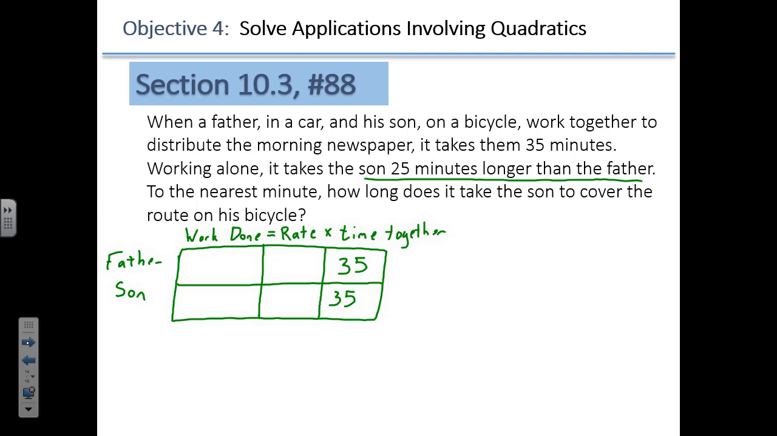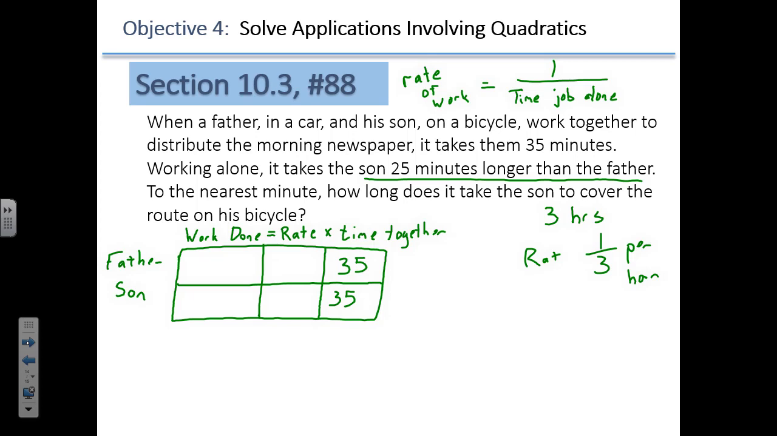Now we don't know anything about the rate for either one. But you might remember the example we used then, that the rate of work is simply 1 over the time to do the job alone. And the example I gave back then was, if it takes you 3 hours to drive to Milwaukee, then your rate of speed is you get 1/3 of the way per hour.